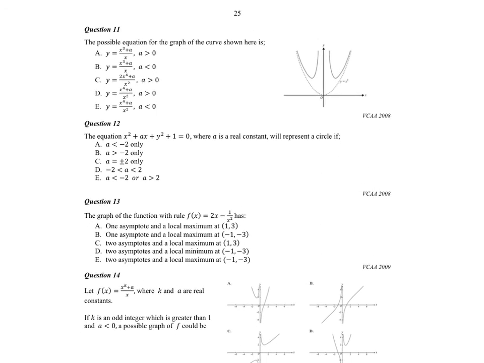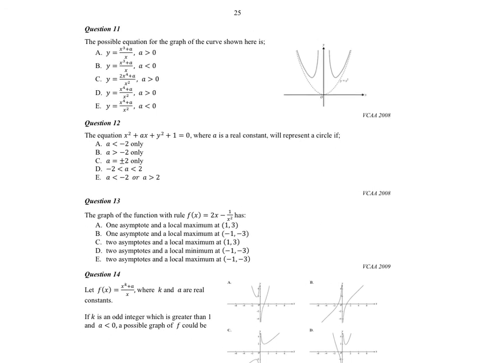Okay, what have we got here? Possible equation of the graph of the curve shown here is... all right, so again we've got x squared as an oblique asymptote. So we should end up with ax squared plus something. Now our graph is symmetrical, so this is going to give me (ax squared plus a) on x. What I'm looking for is (ax squared plus 1) on x squared. That way we get symmetry about that vertical axis.